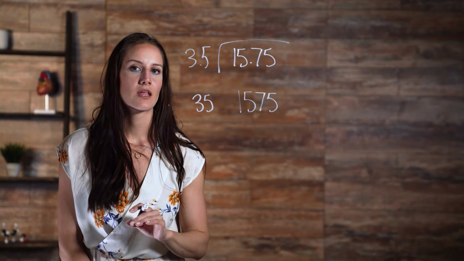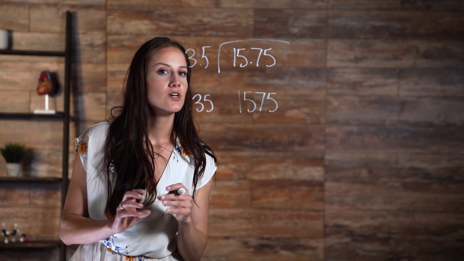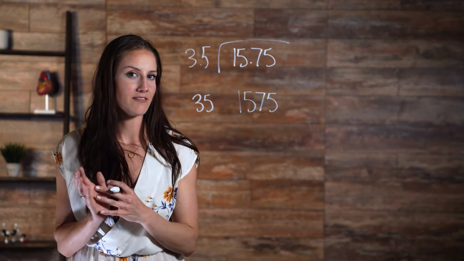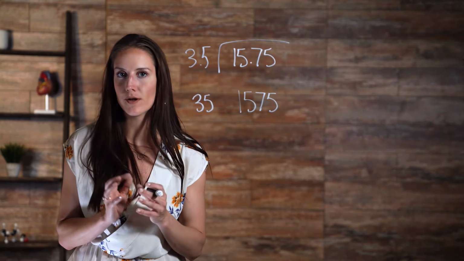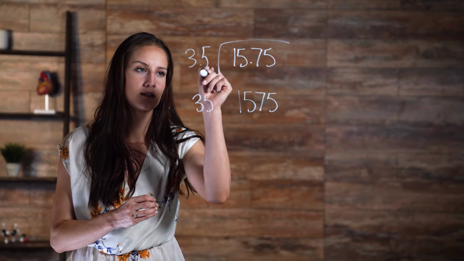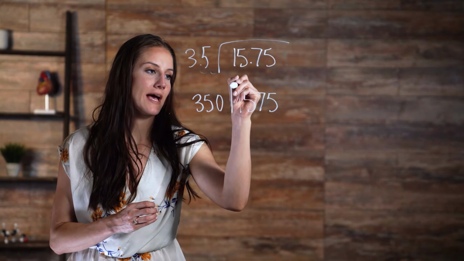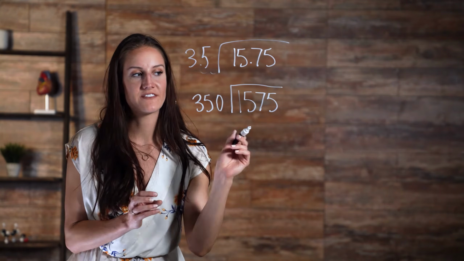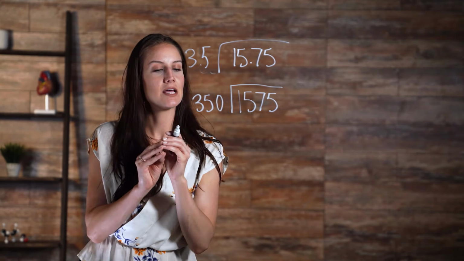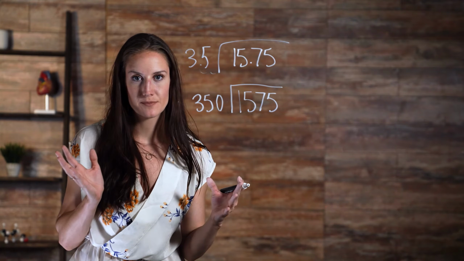As we mentioned, we need to do the same thing to both numbers. So now we multiply 3.5 by 10 twice, or by 100. We move the decimal over 2 places to the right and add a 0 to the empty space. So now we have 1,575 being divided by 350. The problem is now long division.